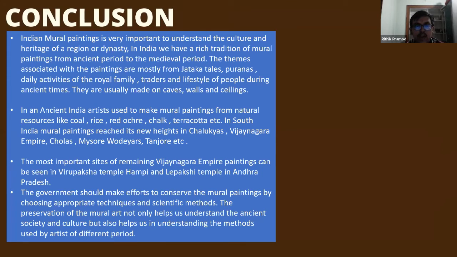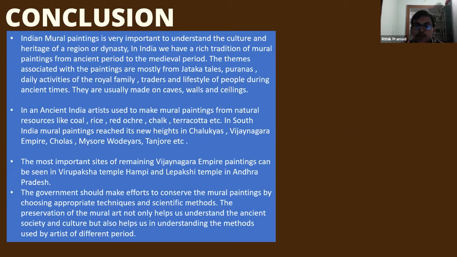In ancient India, artists used to make mural paintings from natural resources like coal, red ochre, chalk, terracotta, etc. And South Indian mural painting reached new heights under the Vijayanagara empire, the Cholas, the Mysore Wadiyars and Tanjore. And the most important sites of the remaining Vijayanagara Empire paintings can be seen at Virupaksha temple in Hampi and another at Lepakshi temple in Andhra Pradesh.